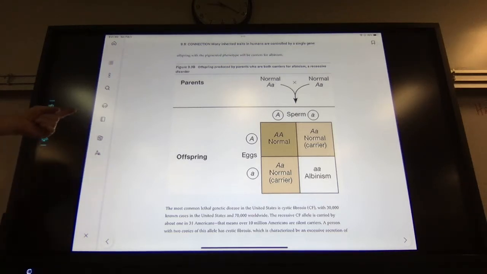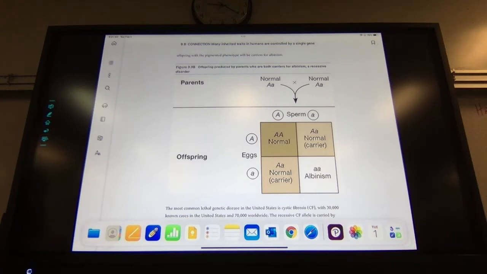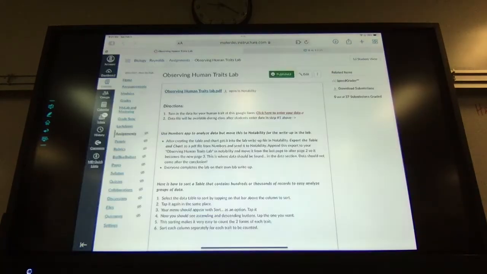So we'll be heading this way next week, going over Punnett squares, but I just wanted to give you that heads up about what we're doing. So now, here is the lab that we're going to be clicking into. Open up your Canvas page.